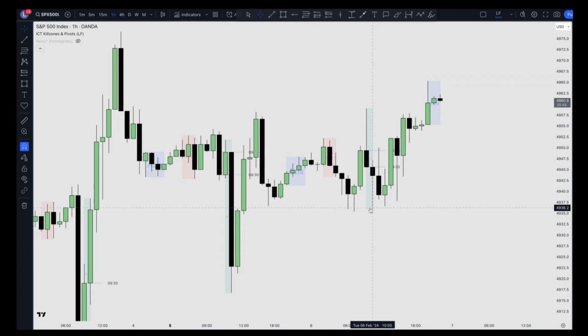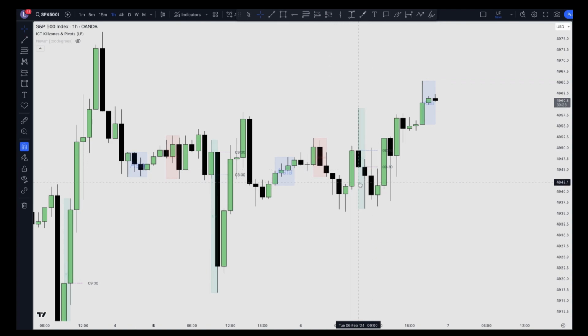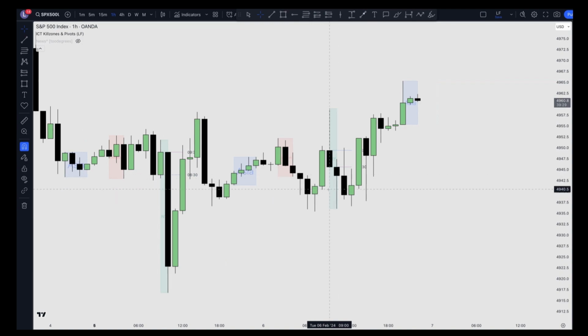And what do you mean by kill zone, Les? Well, kill zones are specific time windows during the trading day where volatility is higher. So like I said, with the New York kill zone, that's especially helpful for me because it happens when the Asia and London sessions have finished. That gives me the luxury of looking at what the market has done, allowing me to make a more informed decision of where price is potentially heading.